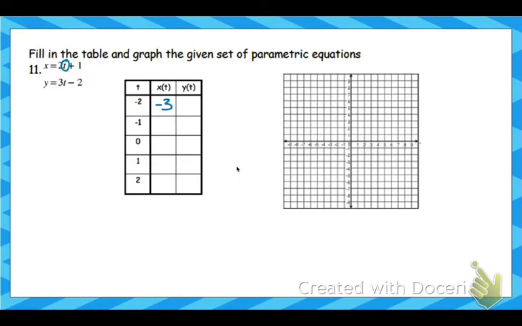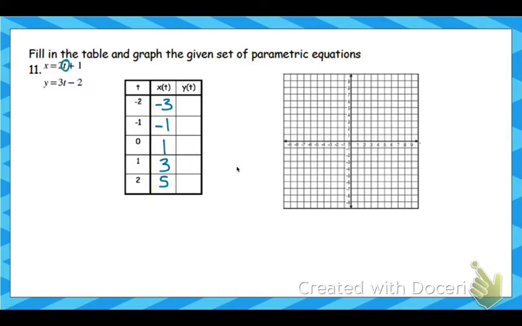Okay, now let's plug in negative 1. 2 times negative 1 is negative 2. Negative 2 plus 1 is negative 1. Plug in 0. Plug in 1. 2 times 1 plus 1 is 3. Plug in 2. 2 times 2 is 4 plus 1 is 5. Now, one thing you might notice that can help you check your answers: you see how these are getting bigger by 2 each time, and how that was 2 times t? That's something you could use to check your answers if you need to.